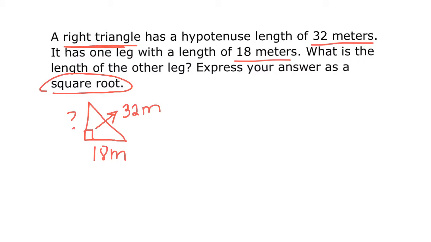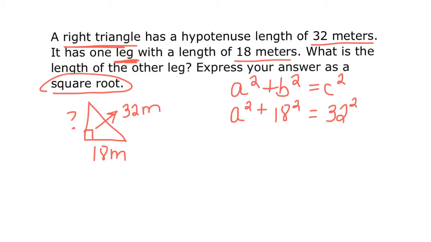I'm going to use the Pythagorean theorem to solve because it is a right triangle. So I have a squared plus b squared equals c squared. I'm going to solve again for a. I don't know a. For b squared, I'm going to substitute in 18. I know 18 is a leg. It told me in the problem it has one leg with a length of 18 meters. It also told me the hypotenuse is 32. So I didn't necessarily have to draw the picture, but I like to see it.